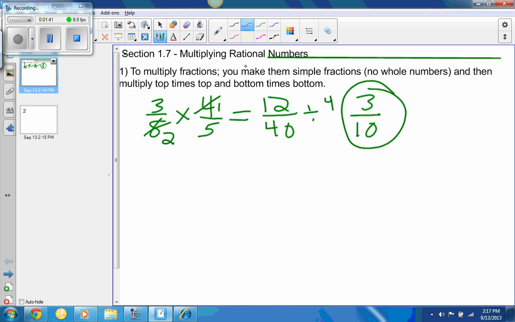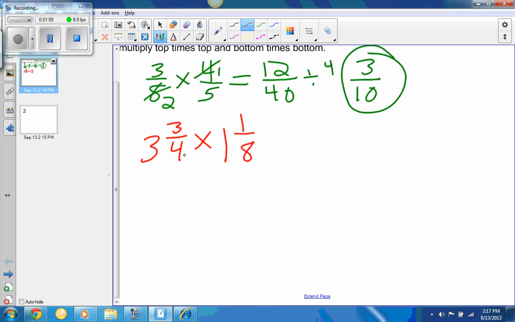So sometimes you might have mixed numbers that you need to multiply. So what if I have 3 and 3/4, and I want to multiply that by 1 and 1/8? So the key here is you have to make them top heavy first. Okay, you can't multiply the 3 times the 1 and then do the fractions separately. That will not work. You got to make them top heavy.